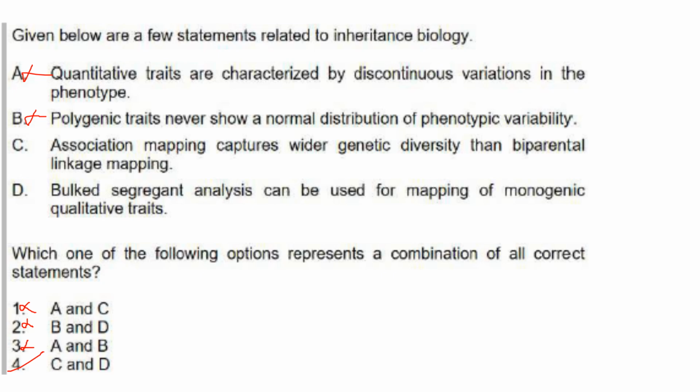Association mapping captures wider genetic diversity than biparental linkage mapping. That's correct. Bulk segregant analysis can be used for mapping of monogenic qualitative traits. That is also correct.